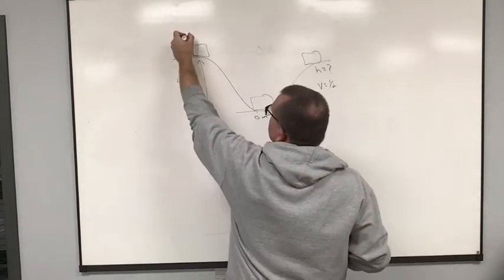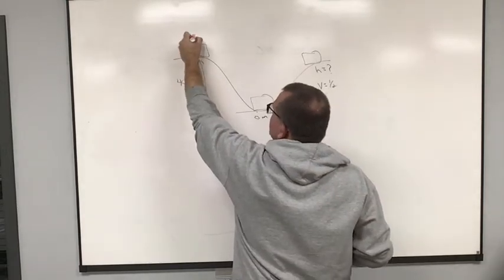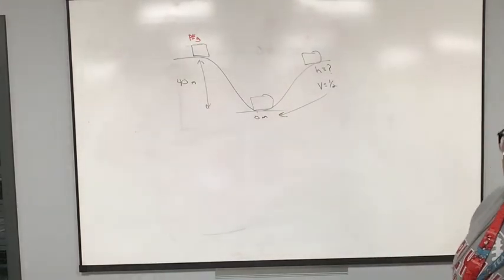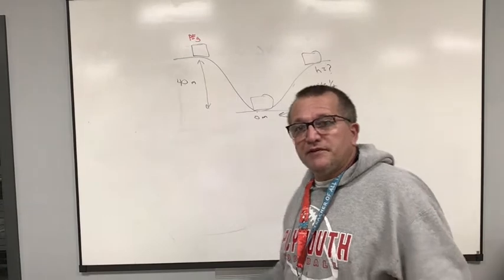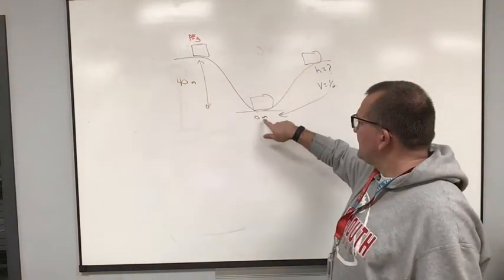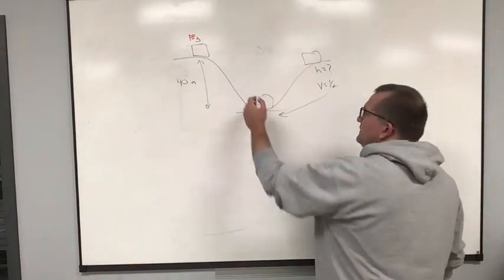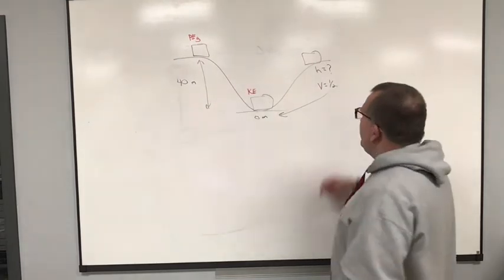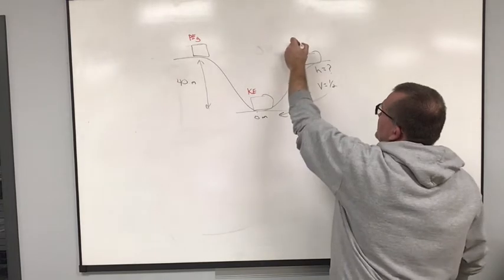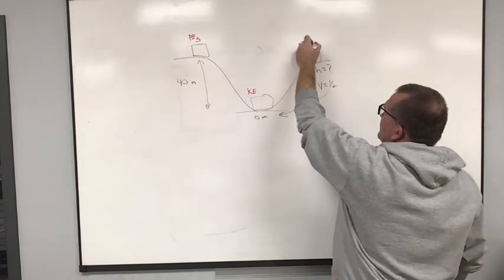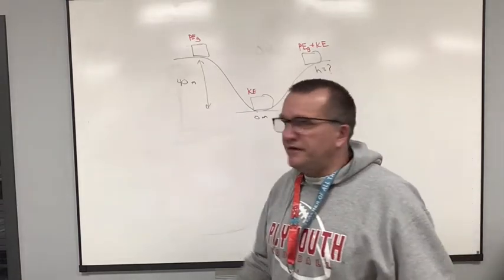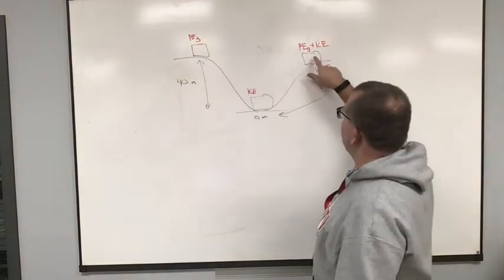So this car at the top, since it has no kinetic energy because it starts from rest, is going to have only potential energy. Here at the bottom, since it has no potential energy, this will only have kinetic energy. And then this one is going to have a combination of gravitational potential energy and kinetic energy. But since there's no friction, the energy I start with here will be the energy I finish with here.